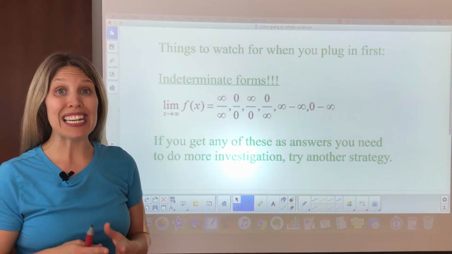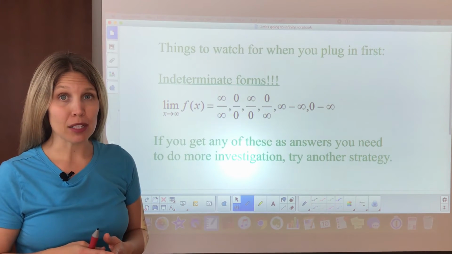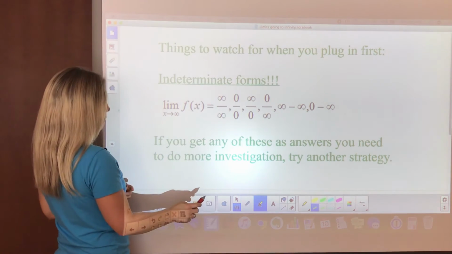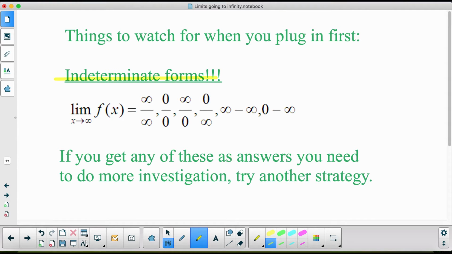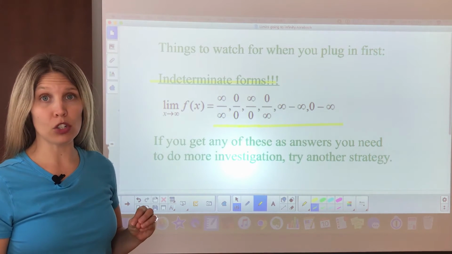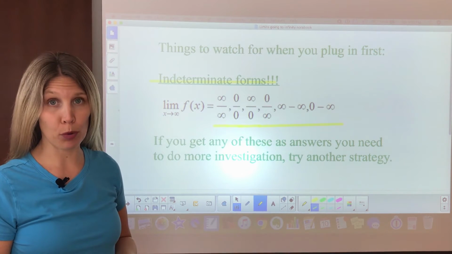You know you need a magic 1 for a strategy to solve your limit when you come across these indeterminate forms. These are your indeterminate forms. These indeterminate forms look like infinity over infinity, 0 over 0, infinity over 0, or 0 over infinity, or when you try to subtract them from each other. Anytime you get this situation, you need to do further investigation and use a magic wand to solve your problem.